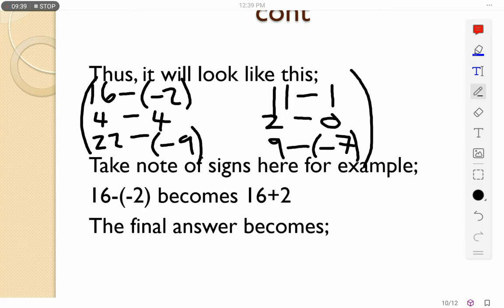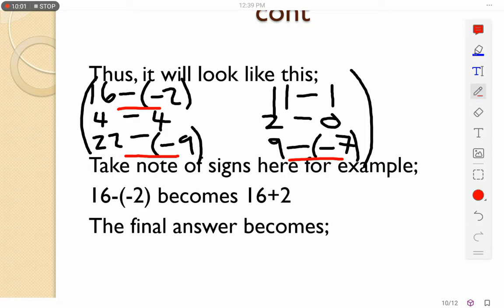I'm putting brackets on the other numbers because when we have a negative and a negative there, the signs will change. They will become positive. Minus times minus, we get a plus there. Okay, so that's why I'm putting those signs there. Let's move on.